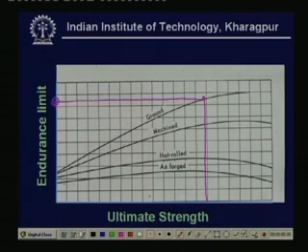So, in this way the plots of endurance limit and ultimate strengths are available in standard design books or design handbooks, from where one can take help, and depending upon the ultimate strength of the material and the material concerned, you can find out the endurance limit. So, this is a very quick method by which one can estimate the endurance limit.